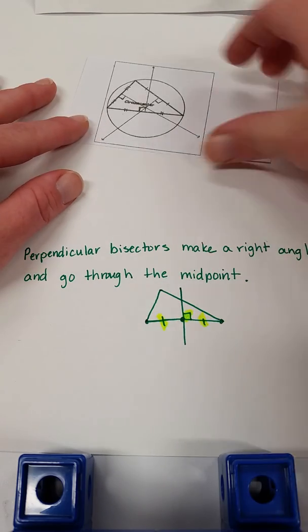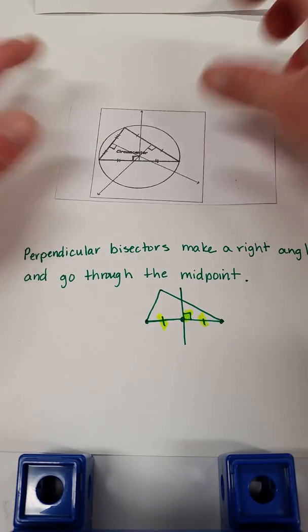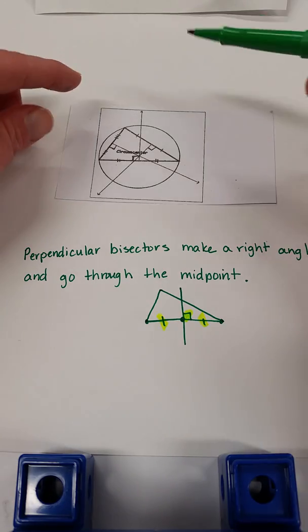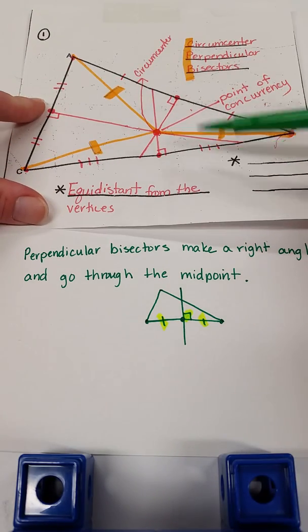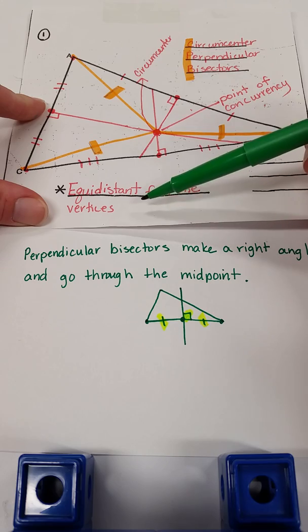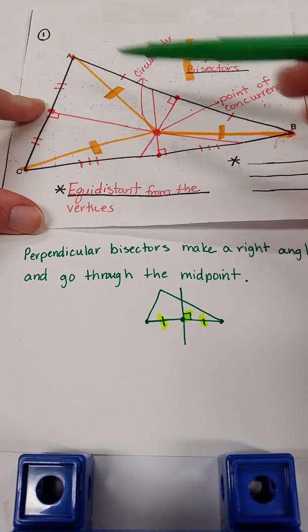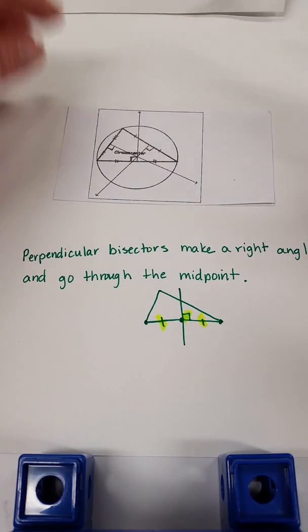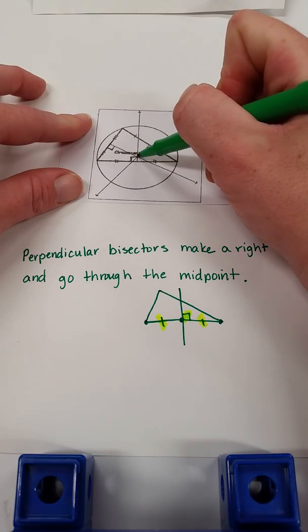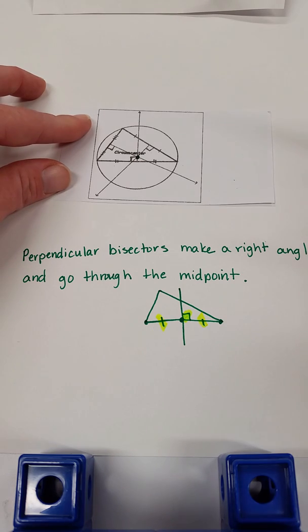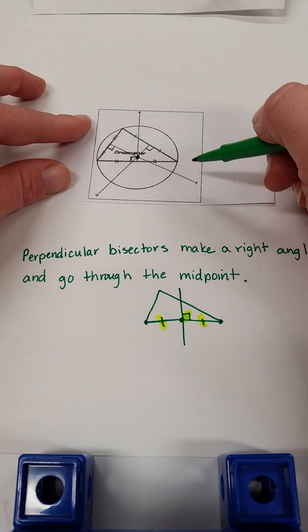Now, I want to talk about this picture before we go to the incenter. Do you remember right here where we said the circumcenter was equidistant from the vertices, and we drew in these orange segments, and we said that these are all the same length? Well, look what we have here. Here is your circumcenter right there. That's where all the perpendicular bisectors meet.